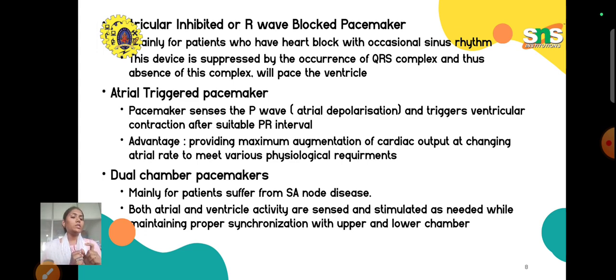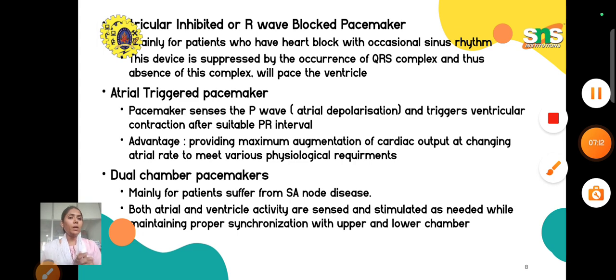This type of pacemaker we use for patients who have heart block with occasional sinus rhythm. This device is usually suppressed, that means it goes to the off state whenever it senses the QRS complex, that is normal. Whereas when the QRS complex is absent, it goes to the on state and gives a pulse continuously, at whatever preset value we have fixed. That is the ventricular inhibited or R wave blocked pacemaker.